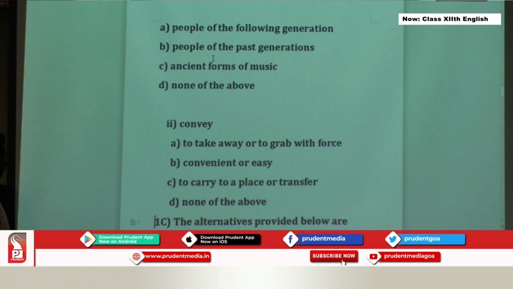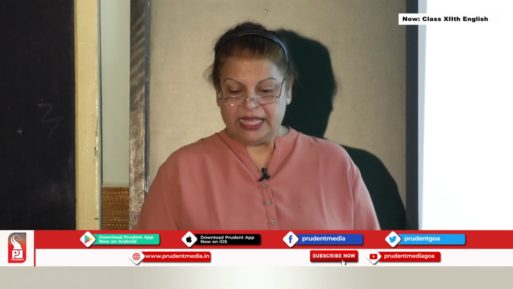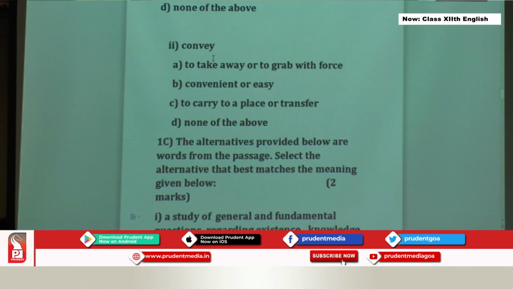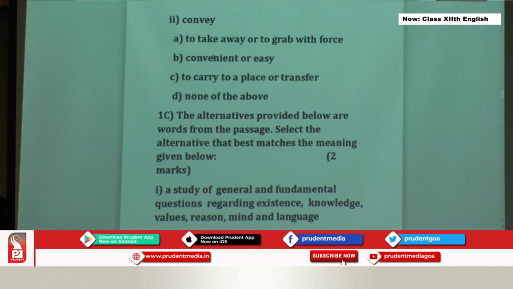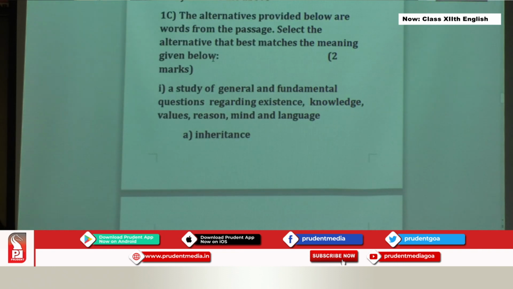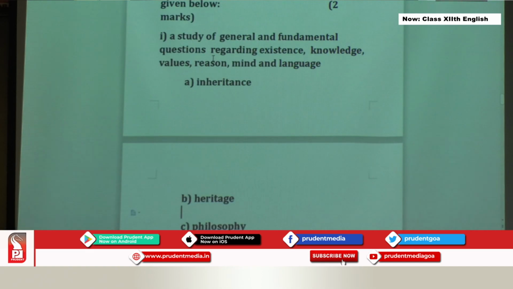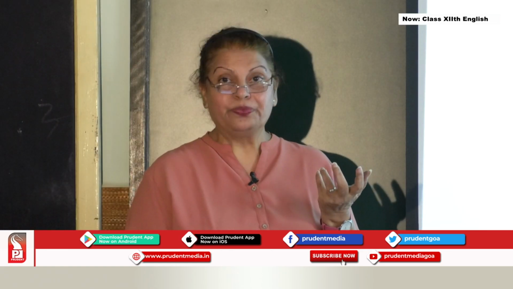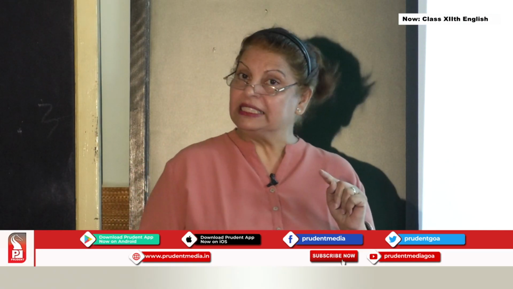Now, let's go to the 1C question. It reads like this. The alternatives provided below are words from the passage. Select the alternative that best matches the meaning given below. So, the meaning is one, the alternatives are four words from the passage. It's up to you, and this is where, as I told you, your vocabulary is being tested.